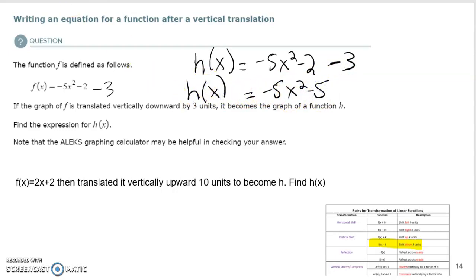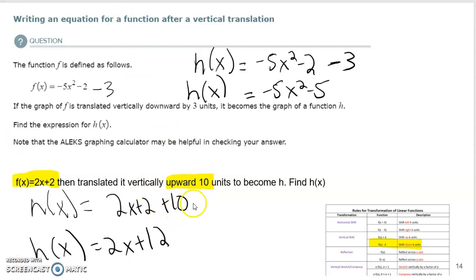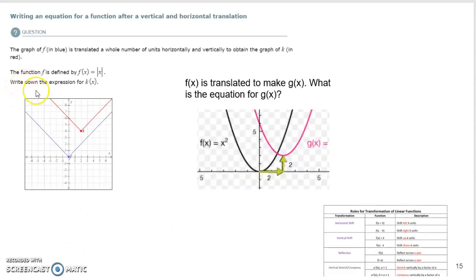I want you guys to work on this one on your own. You're taking this function and you're moving it upward 10 units. So I want you to try that same idea. Go ahead and pause your screen and try. So we'd add 10 because we're going up on the outside, and this is what we'd end up with. Our last slide is from a graph writing an equation.